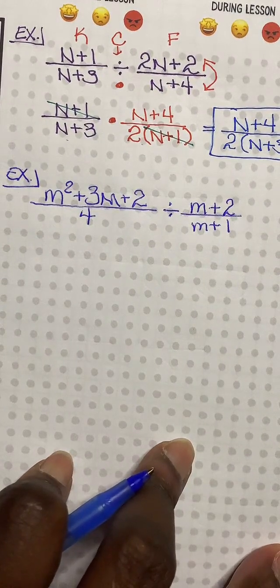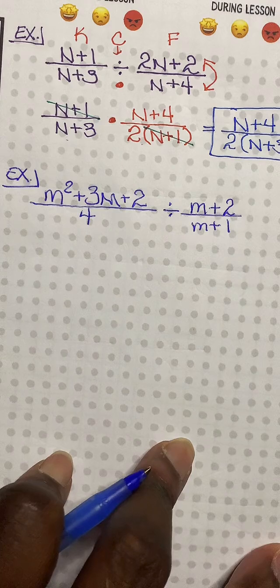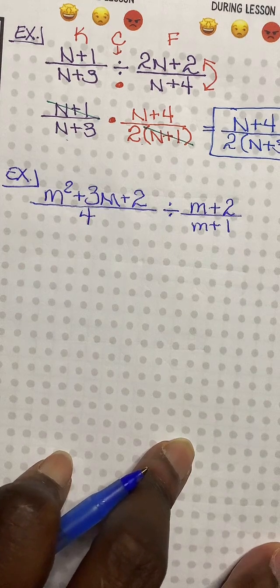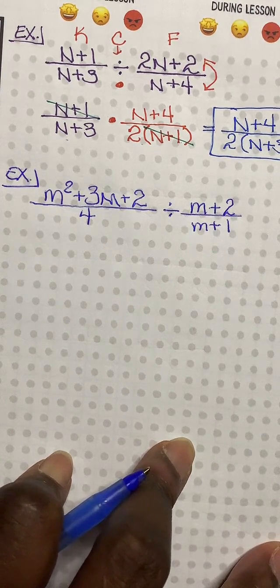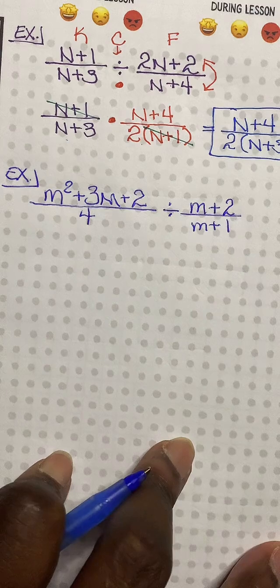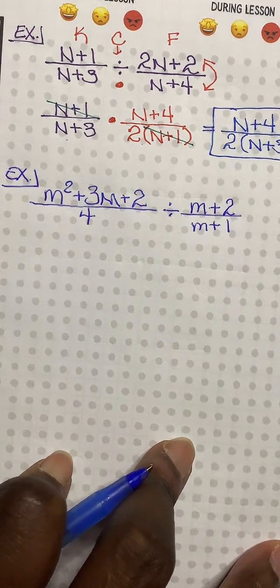Okay, not a problem. What is n? N is a variable. N could be any number so far that we know of. It could be a positive number, it could be a negative number, it could be a whole number, it could be a counting number, it could be a rational number. Okay, so n is my variable.